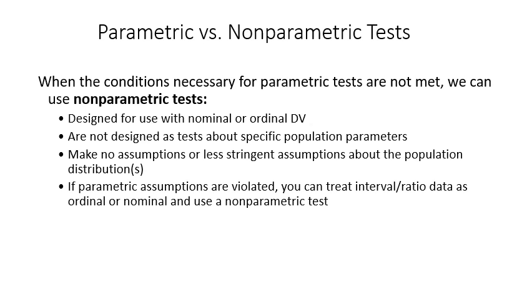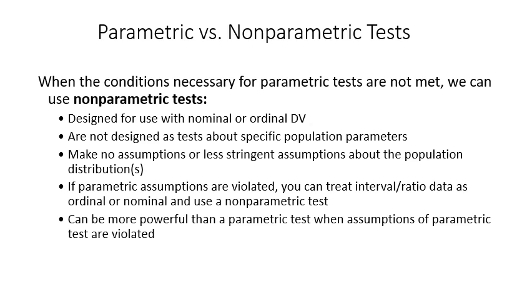Again, there are either no or less stringent assumptions, and if the parametric assumptions are violated, the non-parametric tests have more power. They can be more powerful than a parametric test, because having the parametric assumptions violated, doing a parametric test messes with the data that you have. And as it says here, if the parametric assumptions are violated, you can take an interval or ratio variable that you have and treat it as ordinal.